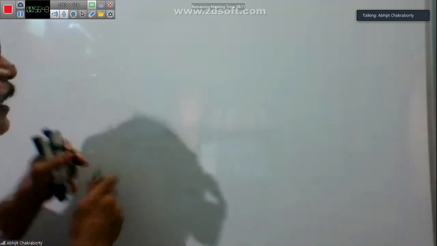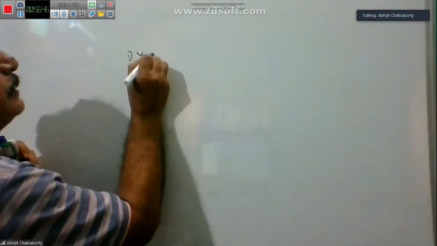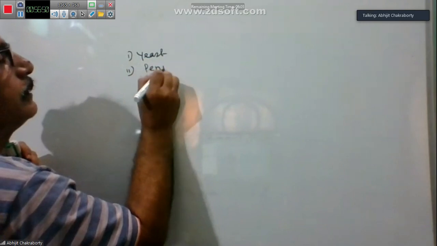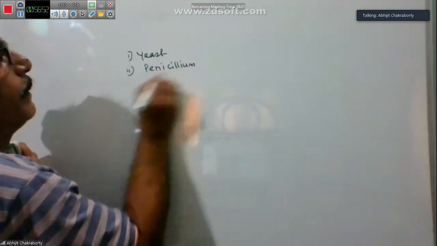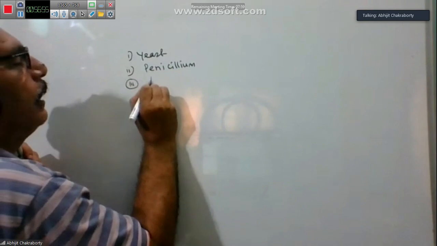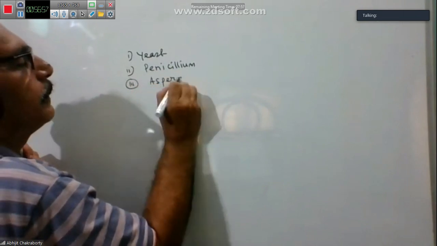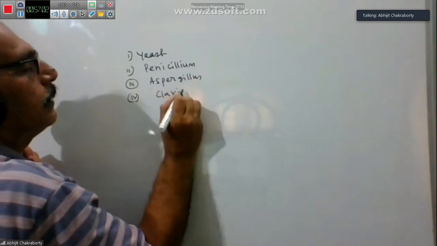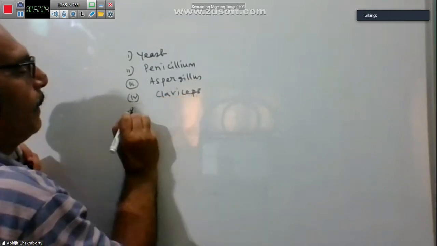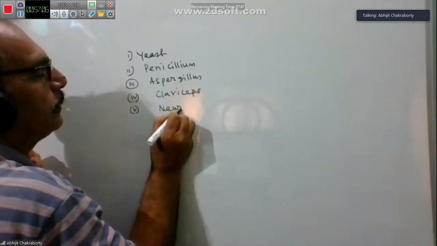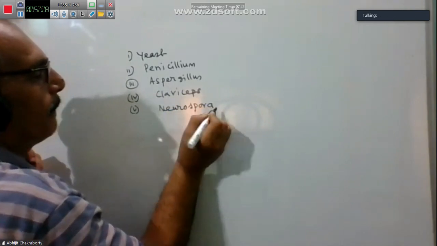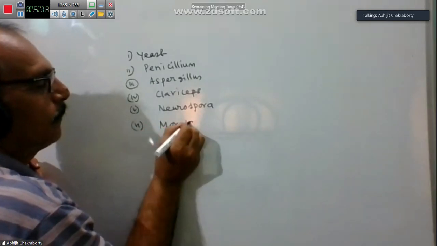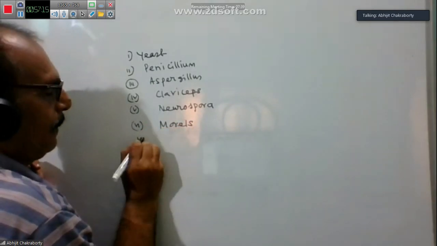Okay, I am repeating this. Yeast I discussed. Then Penicillium I discussed. Then Aspergillus I discussed. Then Claviceps I discussed. Neurospora I discussed. Now morels and truffles.